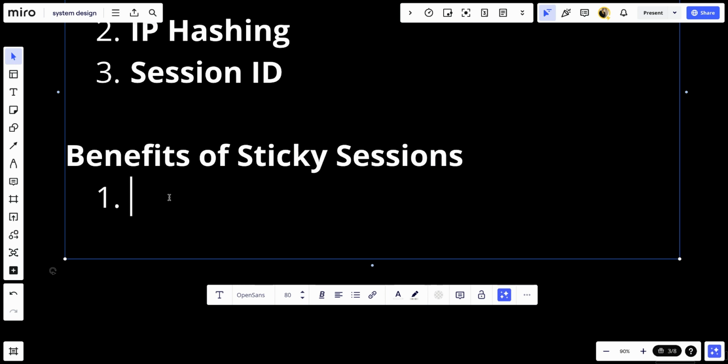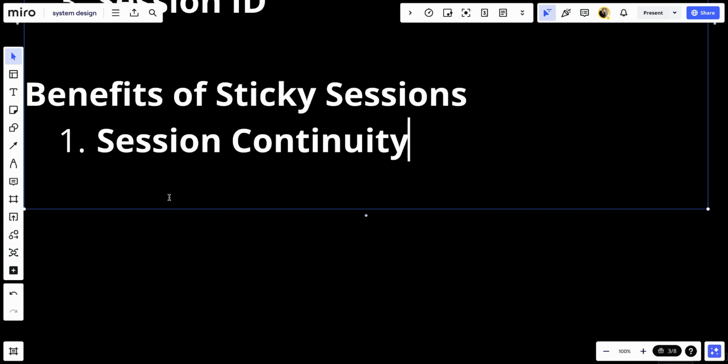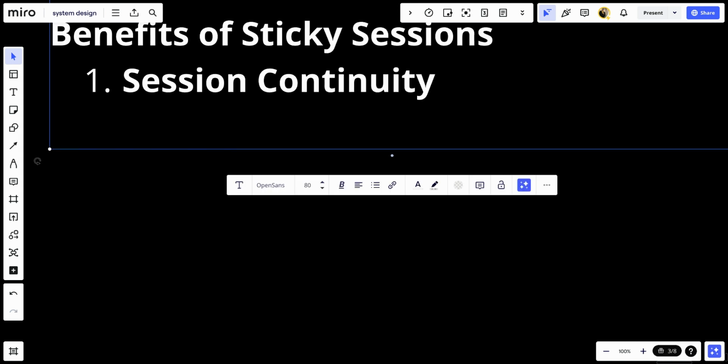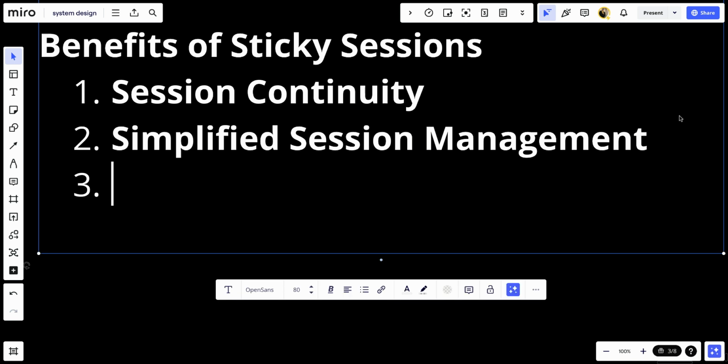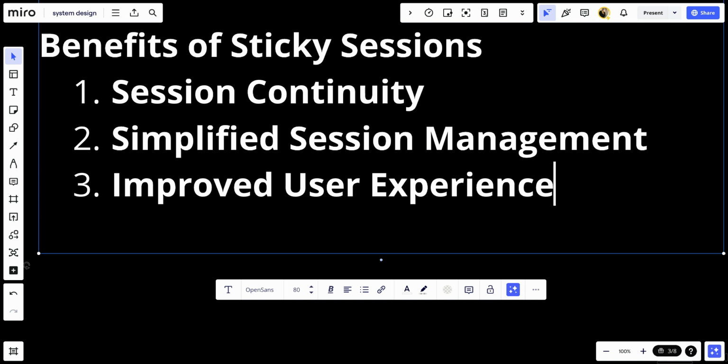The first thing is session continuity. Sticky sessions ensure that the user's session state is preserved, preventing issues such as lost shopping cart contents or interrupted workflows. Number two, simplified session management. This approach avoids the need for complex session replication mechanisms across servers, simplifying the overall architecture. And number three, we have improved user experience. By maintaining session consistency, users experience smoother interactions without unexpected interruptions or errors.